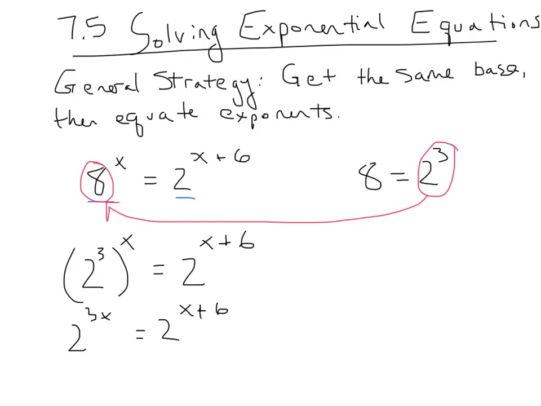Now, the only way that 2 raised to one power can be equal to 2 raised to another power is if those two powers are in fact the same. So it must be true that 3x and x plus 6 are the same, and we use equals to represent the same, so we can write 3x must be equal to x plus 6, which means that 2x is equal to 6, which means that x is equal to 3. So in general, once I get the same base on each side of these equations, they tend to become fairly straightforward to deal with. Let's look at another example.